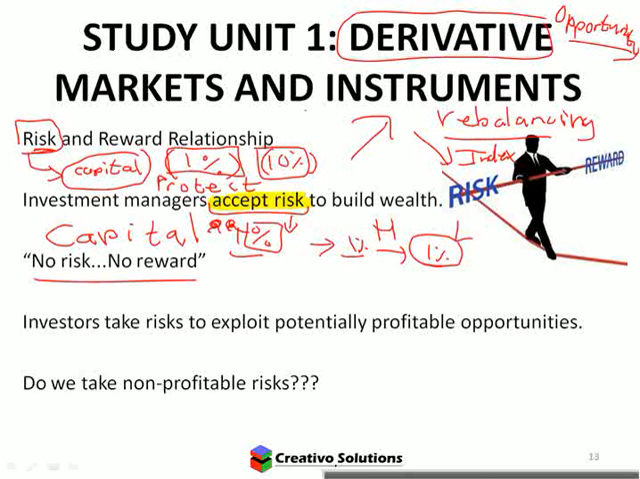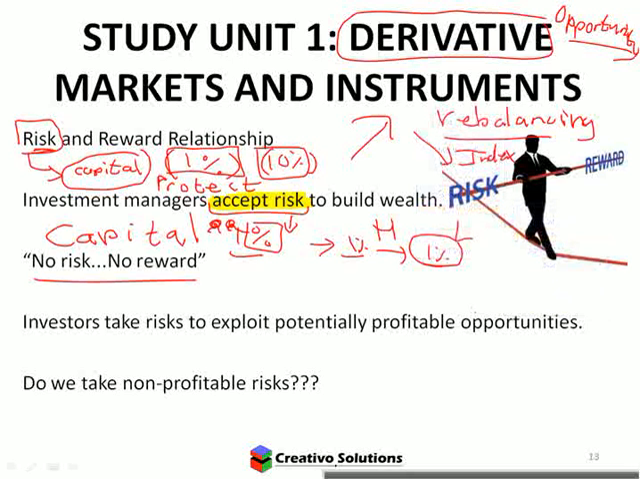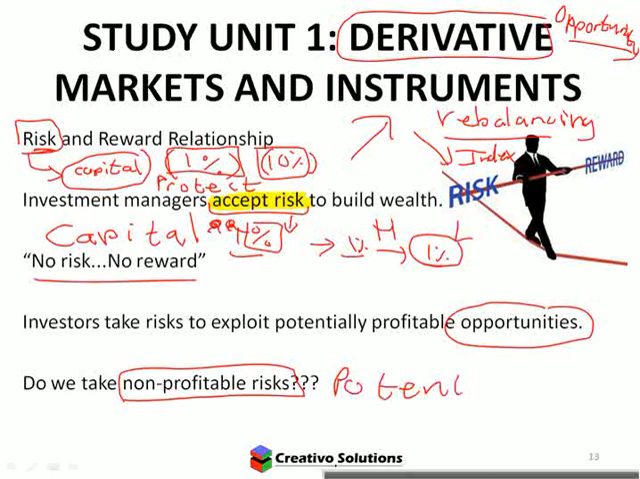Investors take risks to exploit profitable opportunities. It's all about opportunity. When opportunities arise, you need to grab them. Do we take non-profitable risks? Of course not. Risks need to have potential, so you're not going to be investing if there's no potential. And that's the other side of things.